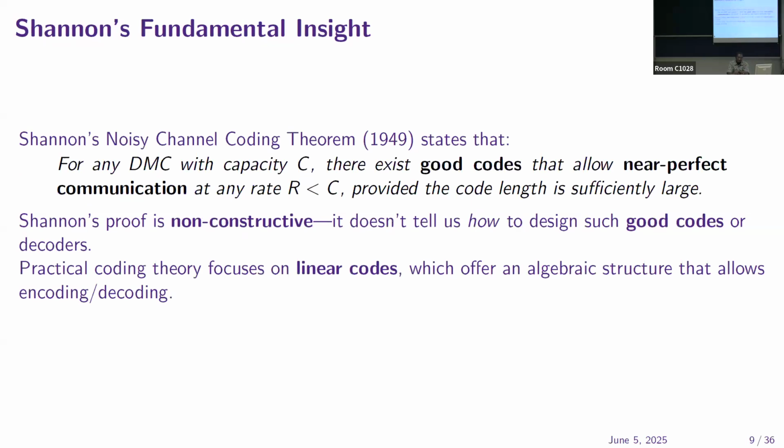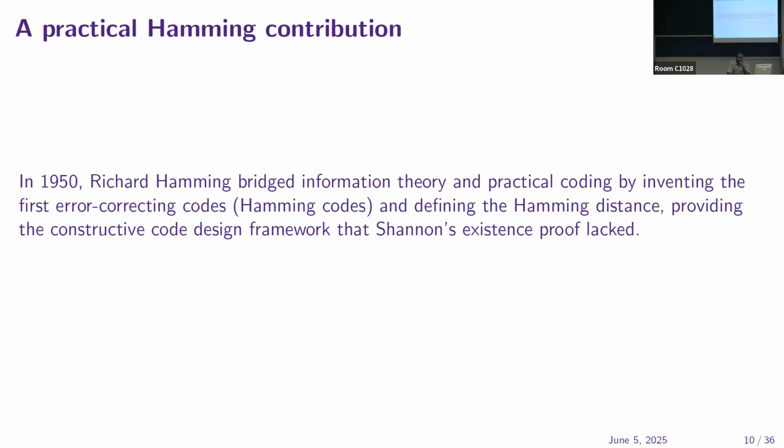Shannon stated this theorem in 1949, and Richard Hamming gave a practical contribution in 1950. Richard Hamming brought information theory and practical coding together by inventing the first error correcting codes, Hamming codes. He defined the Hamming distance and provided the constructive code design framework that Shannon's existence proof lacked.